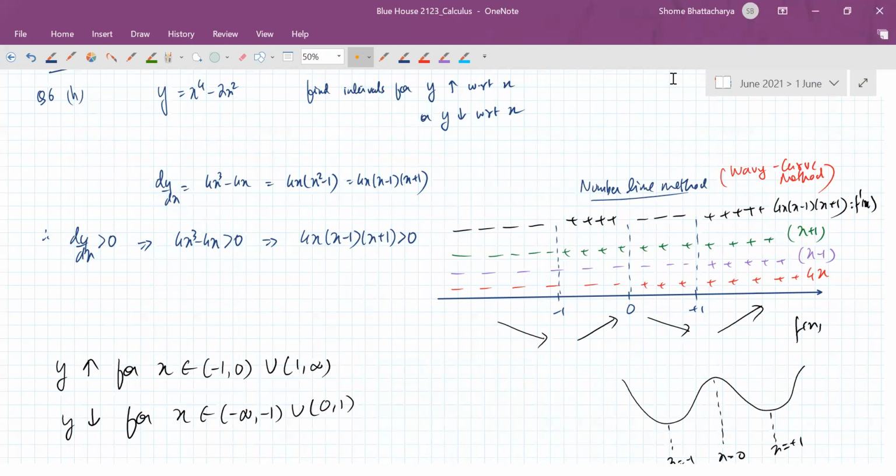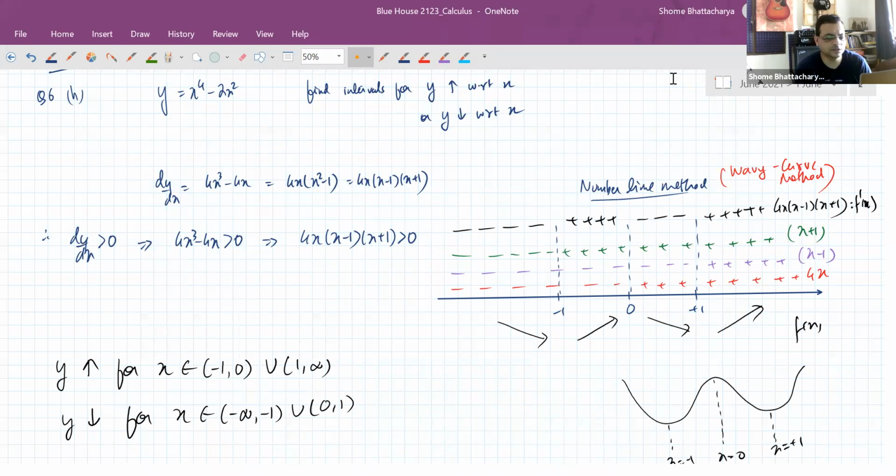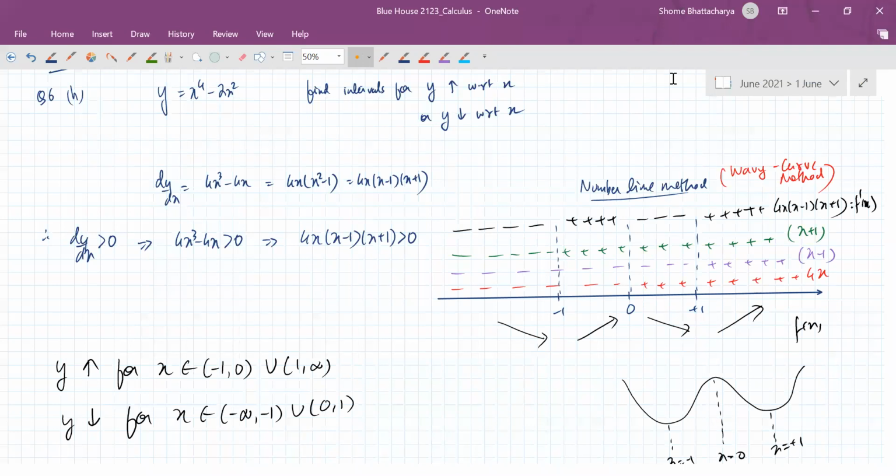Each of the three factors, 4x, x minus 1 and x plus 1, we are looking at the regions on the number line where they are negative and positive. Sir, I didn't understand how you picked the numbers minus 1, 0 and plus 1. Are they random numbers?